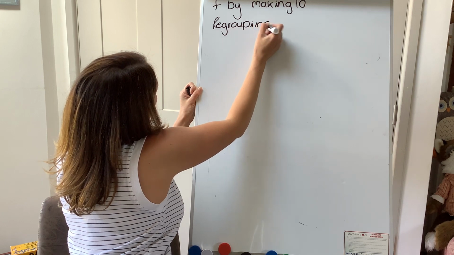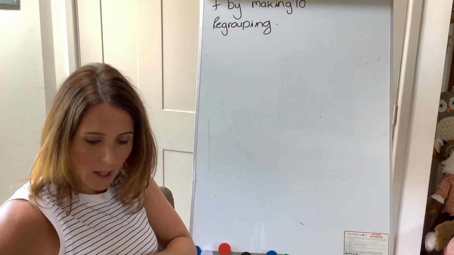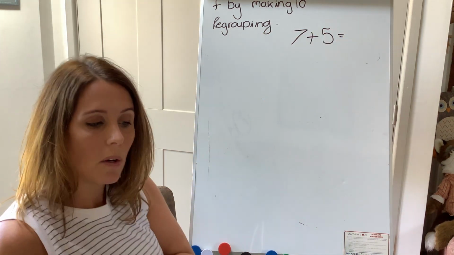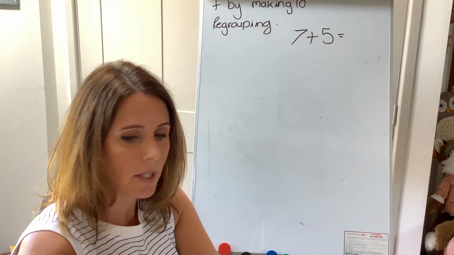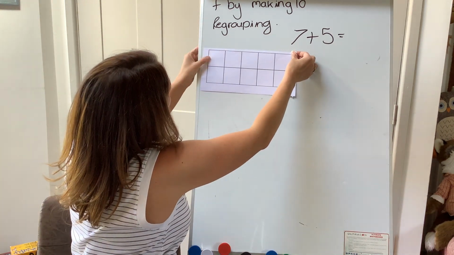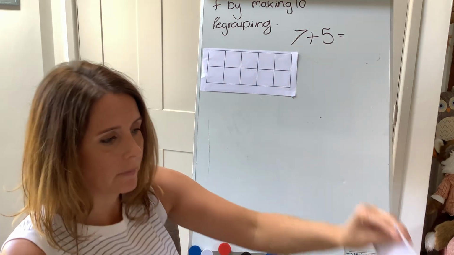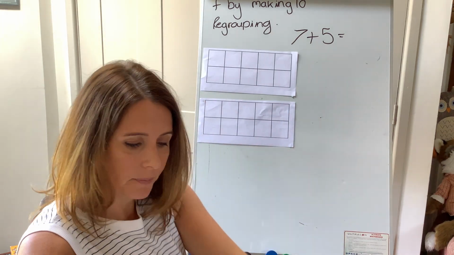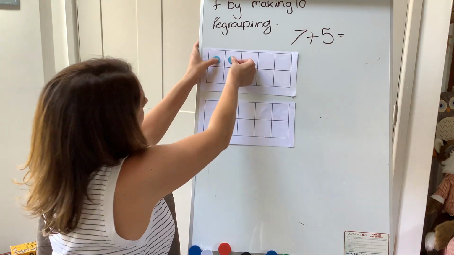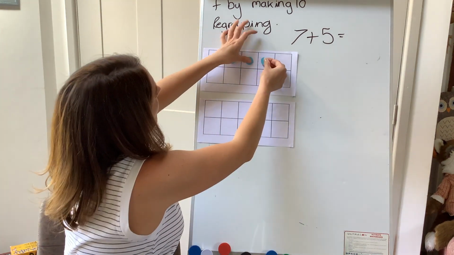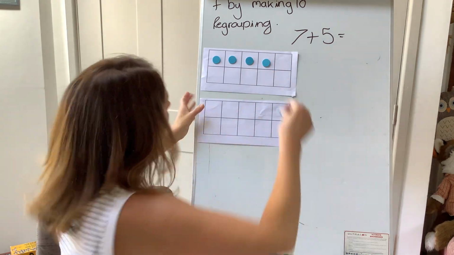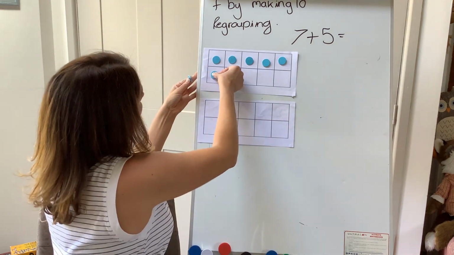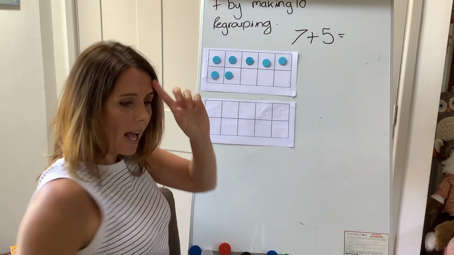So regrouping those numbers. So the first thing you need to do is start with the bigger number. So if we start with 7, add 5, one useful way to begin to see this is using a tens frame. So we can start with 7, and we get 7 counters and place those on. 1, 2, 3, 4, 5, 6, 7, and I need to add 5 more.